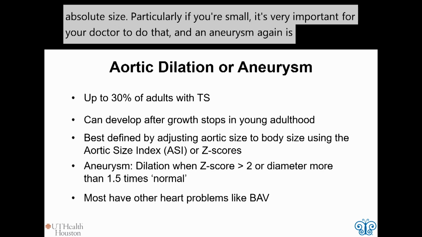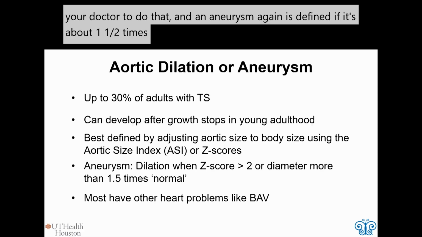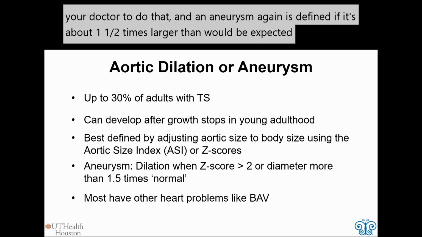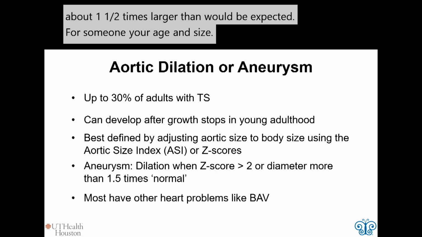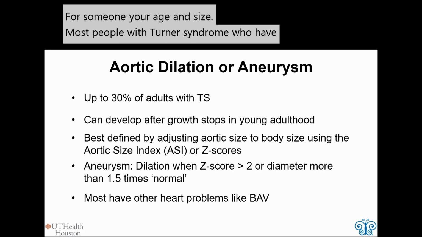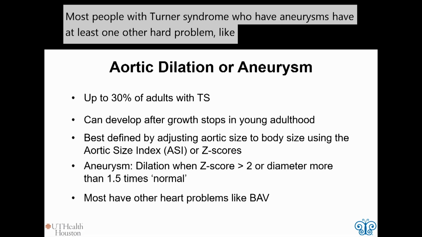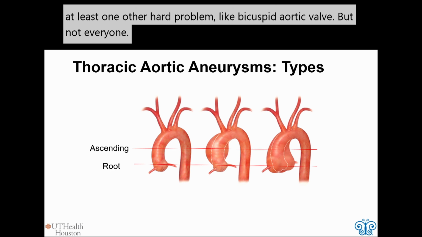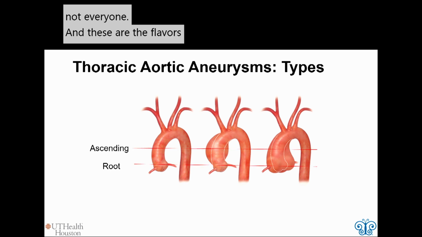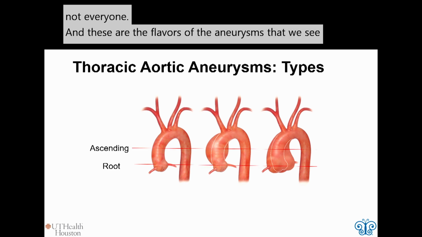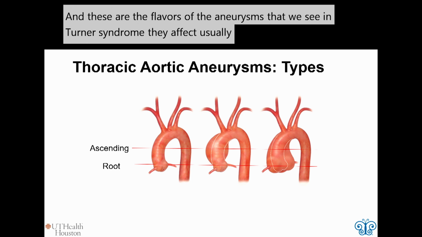And an aneurysm, again, is defined as being about 1.5 times larger than would be expected for someone your age and size. Most people with Turner syndrome who have aneurysms have at least one other heart problem, like bicuspid aortic valve, but not everyone. And these are the flavors of the aneurysms that we see in Turner syndrome. They usually affect 2 aortic segments.